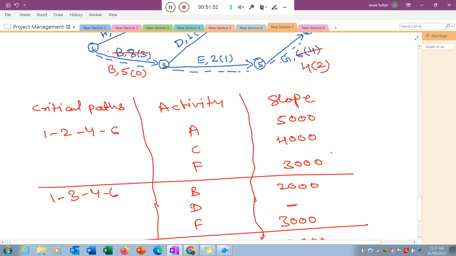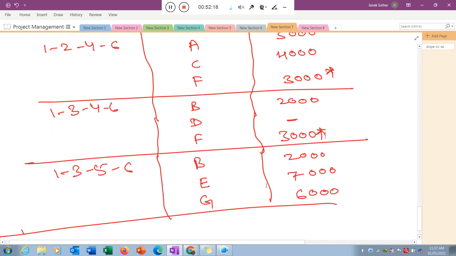Okay, so you can easily choose this one, and as it is common, here you can directly select that particular one. Because we already selected this one, it is automatically selected in this particular path also. Even though it is not economical in this path, we select activity F. Why? Because it is already selected in the 1 2 4 6 path. So you already reduce the F activity. That's why I just put here, because it is common.